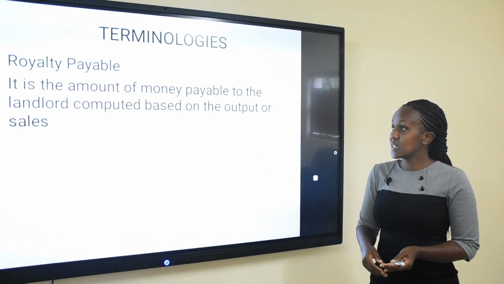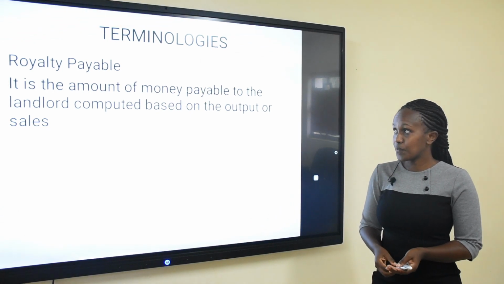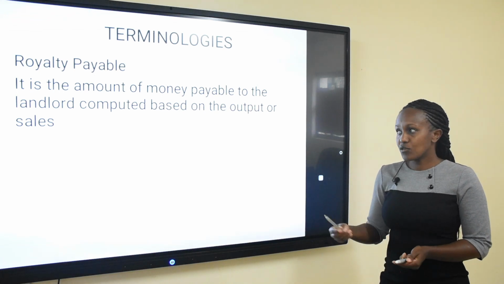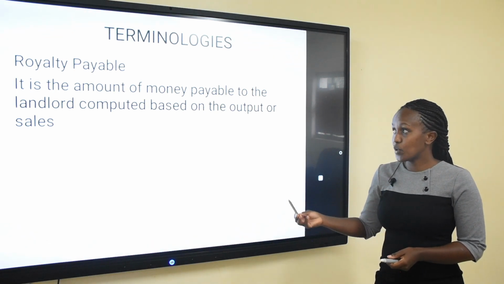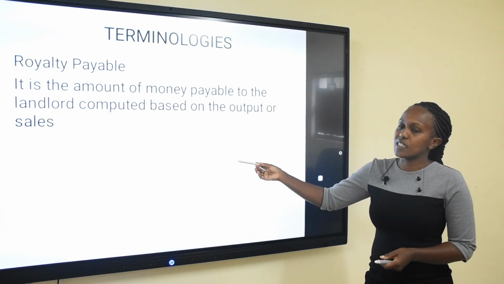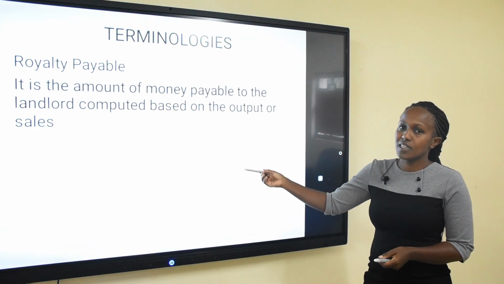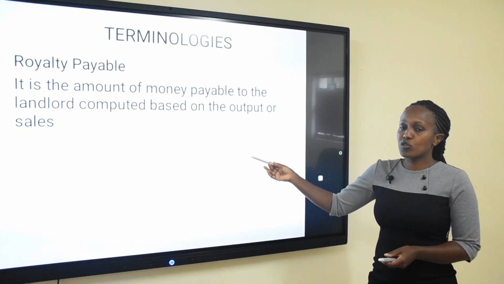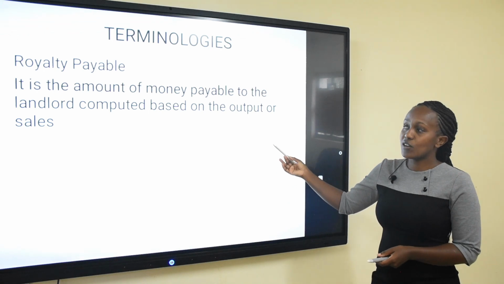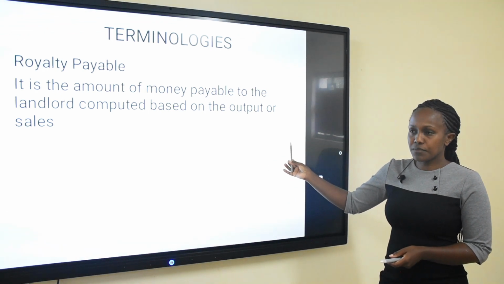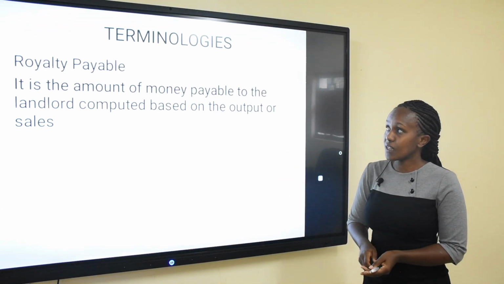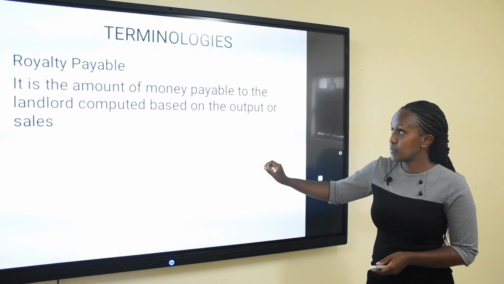It is the amount of money that has to be paid to the landlord, and it is computed based on the output or the sales. So again, to redo that example, we have said that, for example, if the tenant to whom the right is given mines 50 tons of minerals, he has to multiply that with the amount of royalty. Maybe it is 100 shillings per ton, and therefore pay the landlord 5,000 in form of royalty payable. So this is our first terminology called royalty payable.